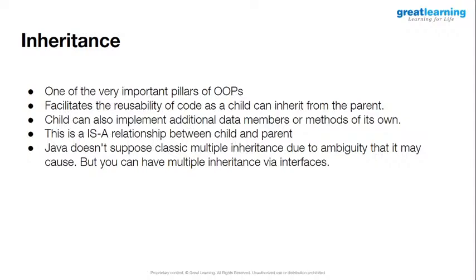Inheritance is one of the most important pillars of OOPS. It facilitates code reusability because we are inheriting something already present in our parent class and then using it. A child can also implement its own data members and methods. So it can inherit something, and it can also create something of its own. It is an is-a relationship. Java does not support multiple inheritance due to ambiguity. We have already covered that, but we can implement multiple inheritance through interfaces.